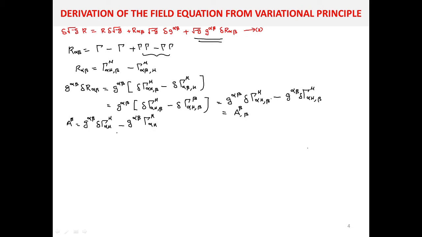Actually, when you are taking the derivative of this particular contravariant tensor with respect to β, there will be one more term. So you have to differentiate it by parts. The differential of g^{αβ}_{,β} term will be there, and here also the g^{αβ}_{,β} term will be there. But for a geodesic coordinate system, this g^{αβ}_{,β} is equal to 0. That is why we are defining A^β as g^{αβ} δΓ^μ_{αμ} minus g^{αμ} δΓ^β_{αμ}.